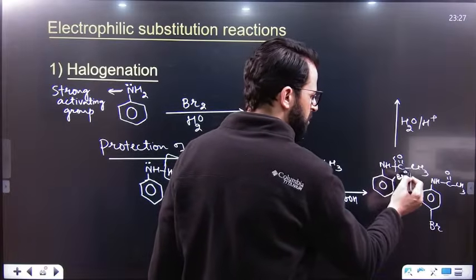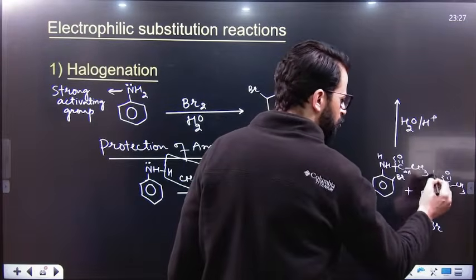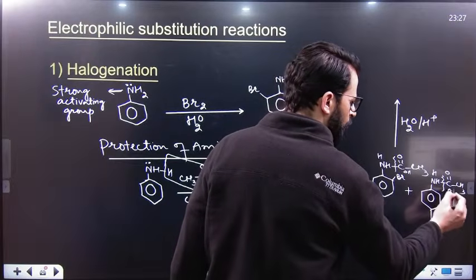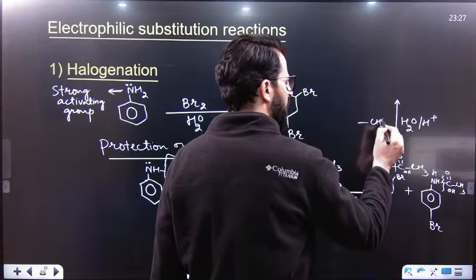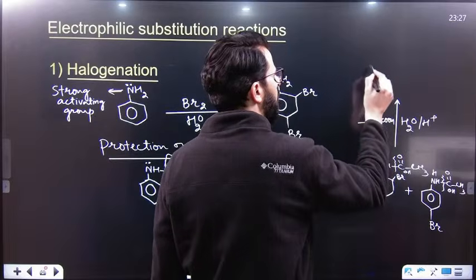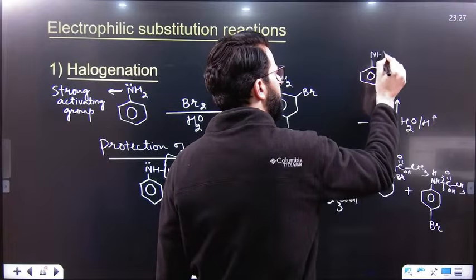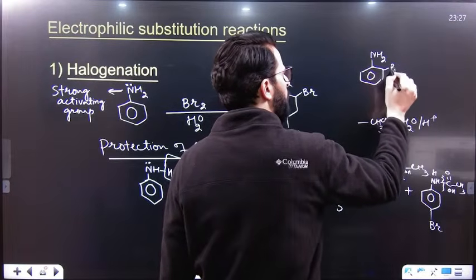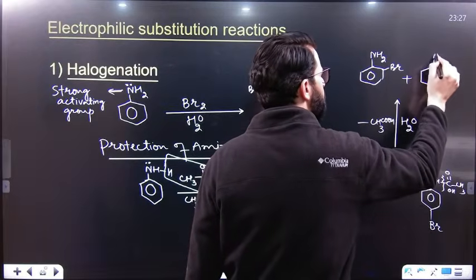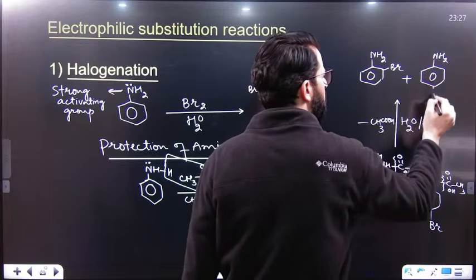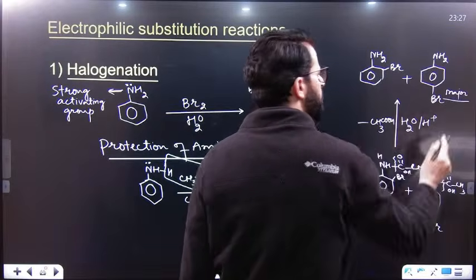Give OH to this acetyl from water and give H to this. Similarly, give H to this N and give OH to this. That means CH3COOH will be lost, and we will get our desired product. Here we will get orthobromoaniline and parabromoaniline. But remember, para is the major product. So this is the major product.